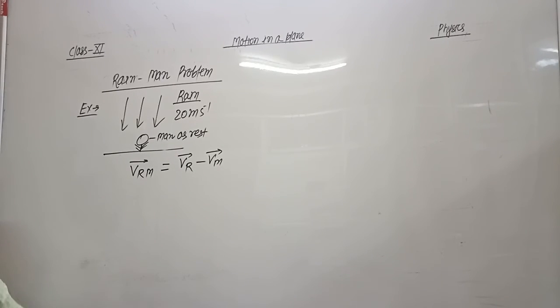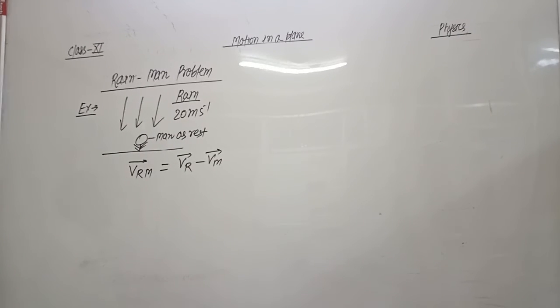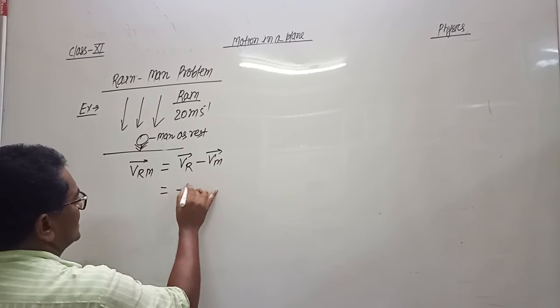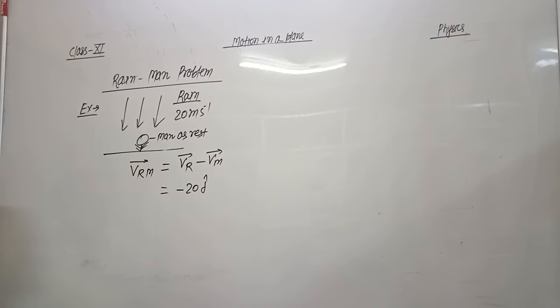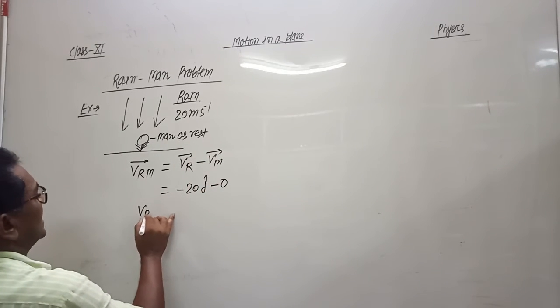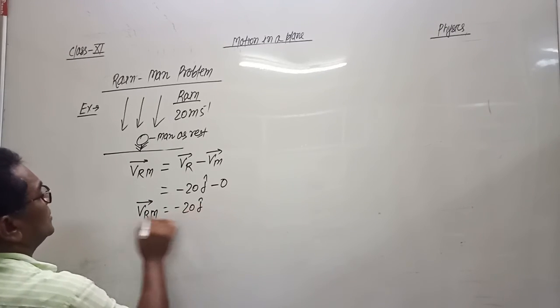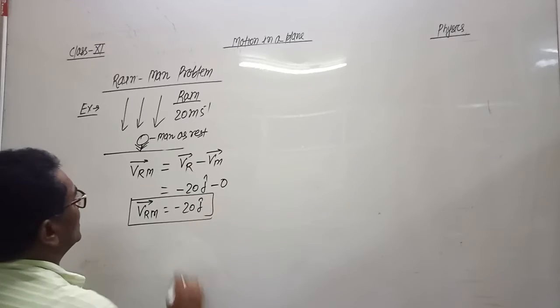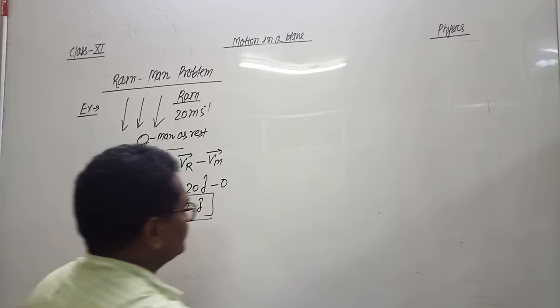The velocity of rain is in the vertically downward direction, and downward means negative y direction. So this is given by minus 20 j cap. Vertically downward means negative y axis, and the velocity of man is 0. So the velocity of rain with respect to man equals minus 20 j cap. The question is, in which direction should the man hold his umbrella?